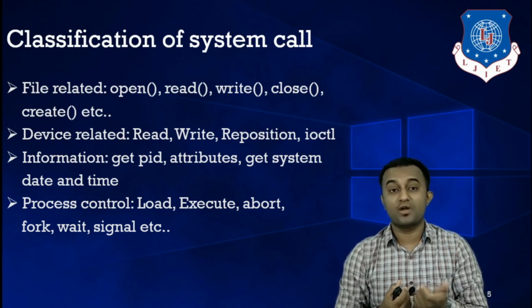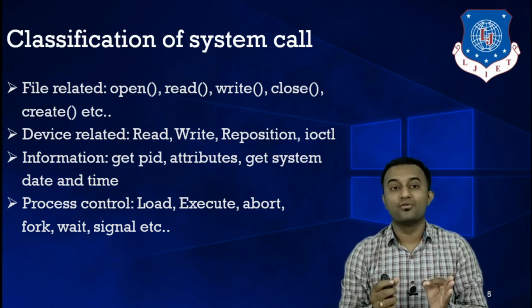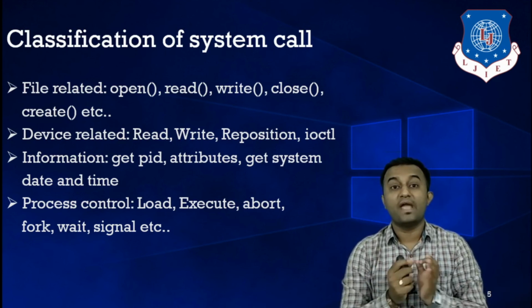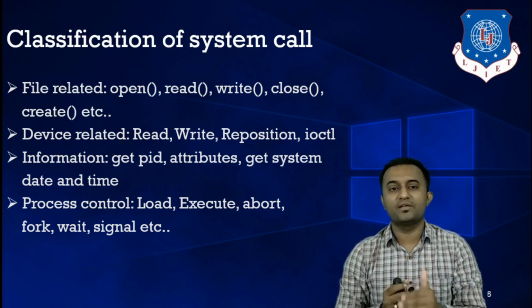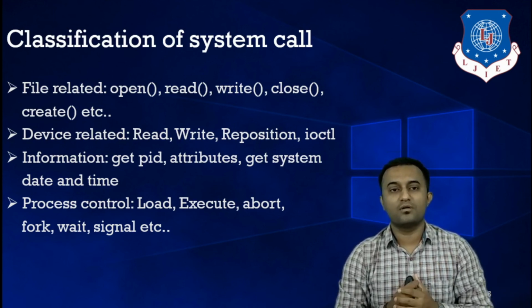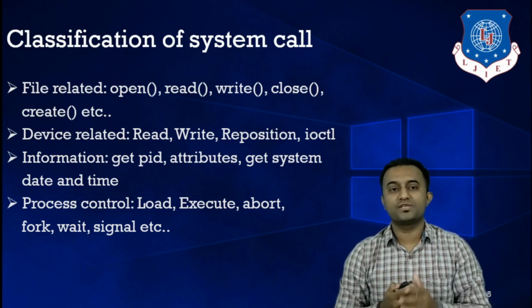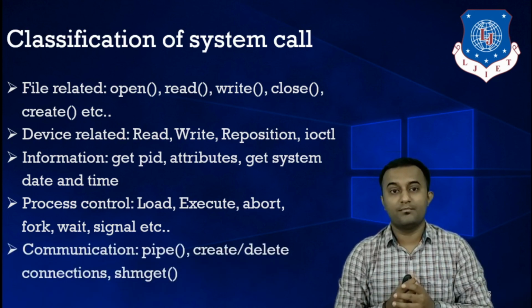Wait and signal, these two are very important for process synchronization, specifically in semaphore. To achieve process synchronization and to resolve the critical section problem, we need to use the concept of semaphore for n number of processes. So what is the wait system call? Wait will do a decrement and signal will increment the value of the semaphore. So these two system calls are used for process synchronization in semaphore. Okay, so these are the process control system calls.